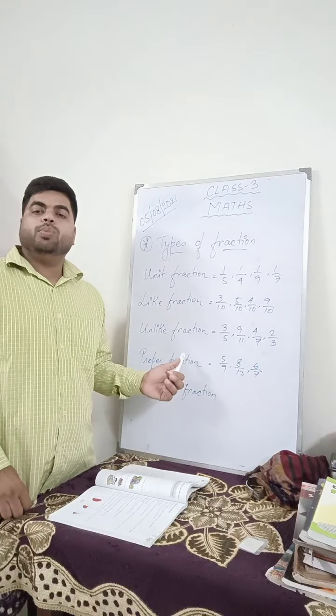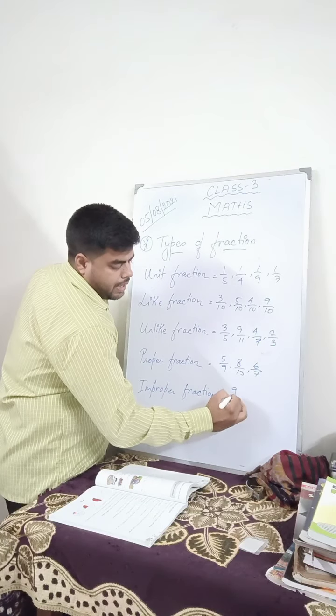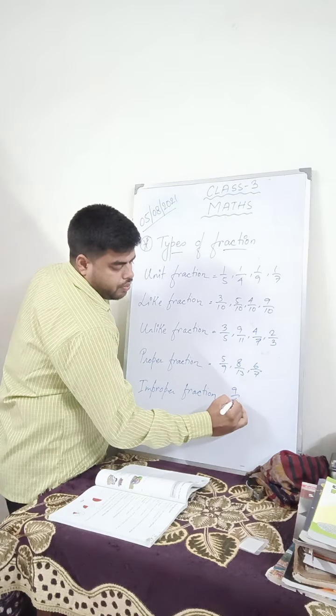In improper fraction, the numerator is always greater than the denominator, like 9 by 4, 10 by 3, 8 by 6, 5 by 3. See, the numerator is always greater than the denominator. So I hope you have understood these different types of fraction: like fraction, unlike fraction, unit fraction, then you have proper fraction, improper fraction. You have to know the different types of fraction and what they look like.